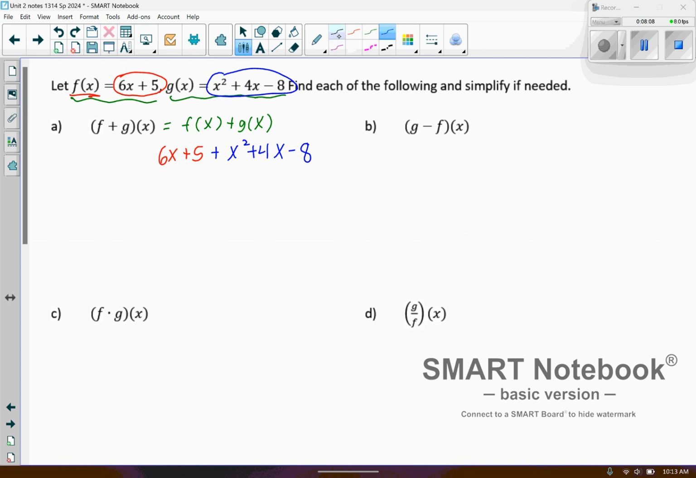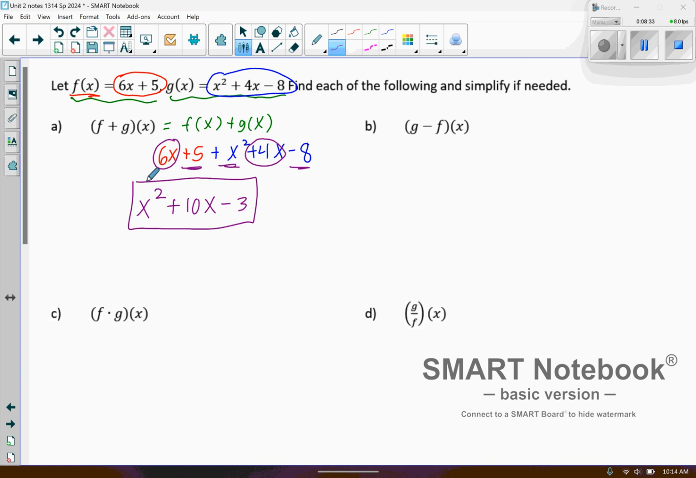And so we just want to clean this up. We want to go from highest to lowest on my powers. So we're going to let the x squared jump to the front of the line. Then we have a 6x and a 4x, which would combine to give us 10x. And then we have a plus 5 and a minus 8, which would give us a minus 3 when we combine those. And there we go. That's what we're looking for.